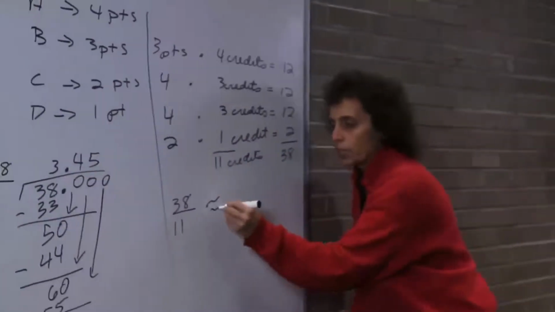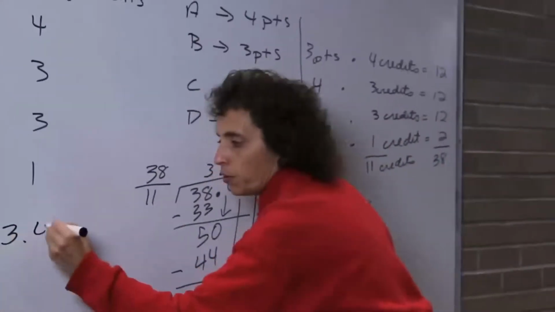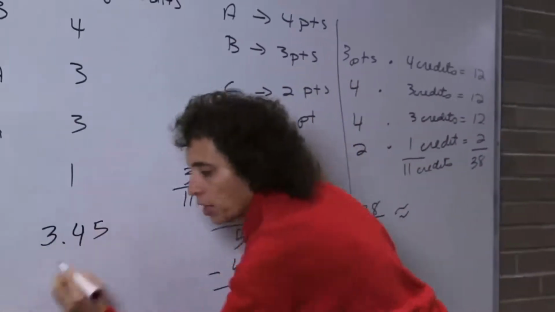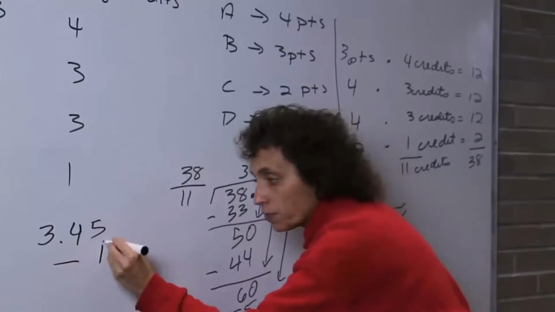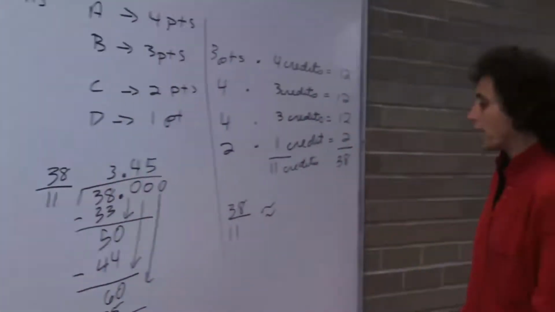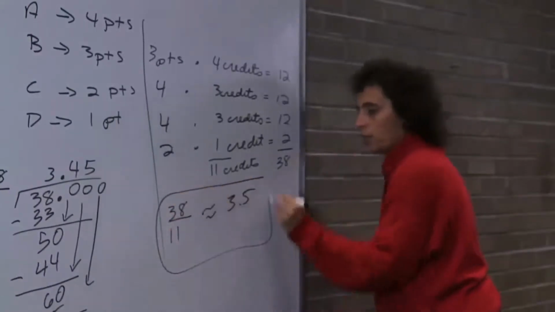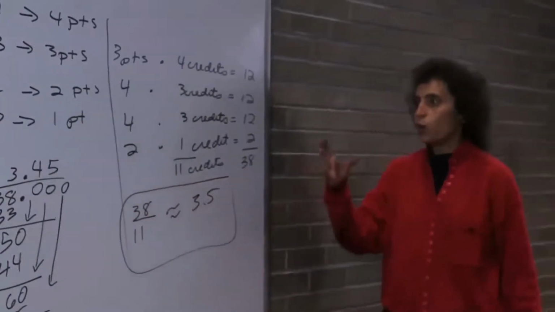So it's approximately 3.45. Remember how to round? Come in here. 3.45 to the nearest tenth. I underline the tenth spot. Look at the 5. Raise that up by 1. 3.5. So you have approximately a 3.5 GPA. Not bad. Okay. So that's a weighted mean.